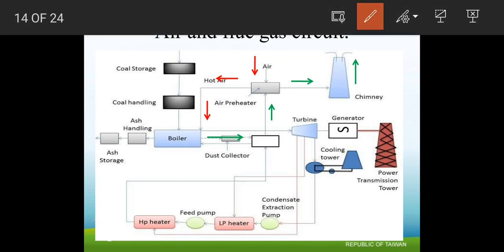Yes, air is preheated here. The hot air enters the boiler. After combustion, the flue gas comes to the dust collector. Here we can use an economizer. The economizer is used to increase the heat of the feed water. After that, the gas goes to the chimney and then to the atmosphere.